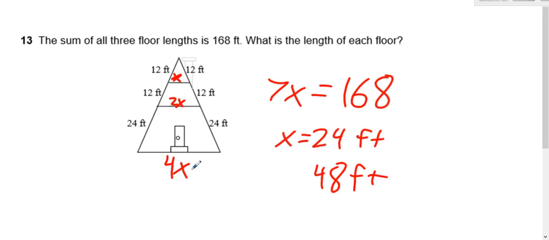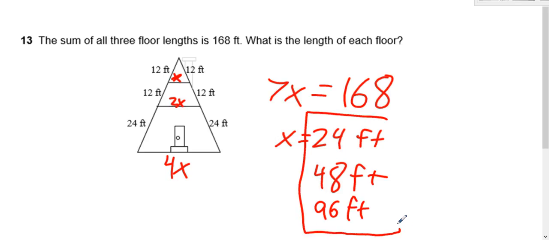And then the bottom floor, you can either just double it again, or you could take the original top floor times 4, and you get 96 feet. So there's the 3 floor lengths. And you can check it out. Yes, they do add to be 168.